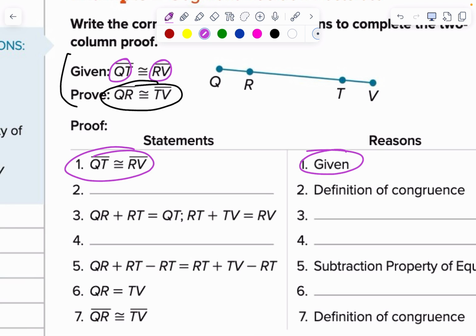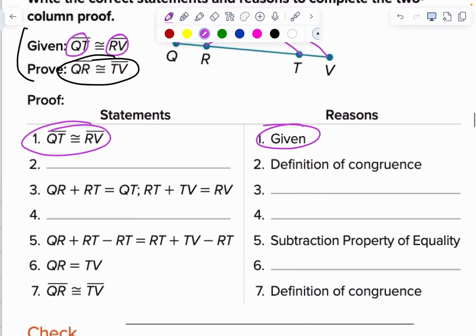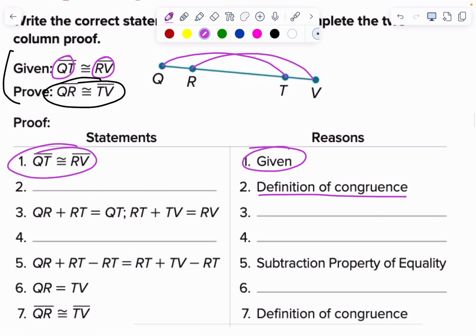We only have one piece of given information, all right? So I'm going to remind myself what we're given. We're given this. Those two purpley pieces are the same. All right, now they give us a little hint. They say definition of congruence. What do I do with definition of congruence? That's one of the things that was on your pink sheet.